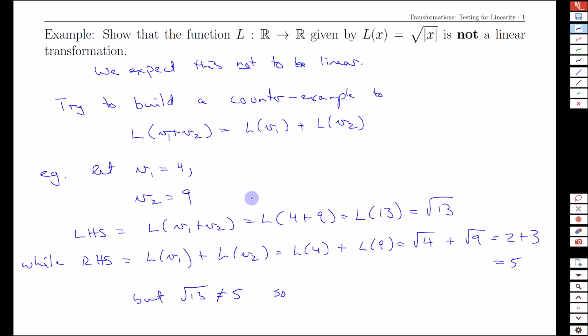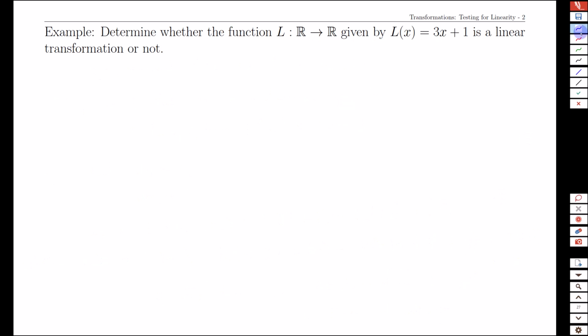And so, just by that one counterexample, L of x equaling the square root of the absolute value of x is not a linear function. As soon as we have one failure on one example, we're good to go. Proving the general case is usually more abstract, more general, but to prove something's not true, we just need one demonstration of it.